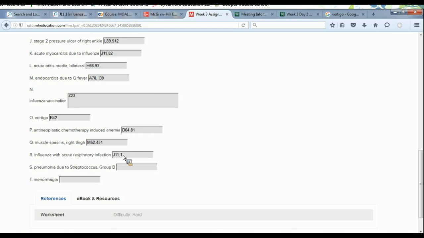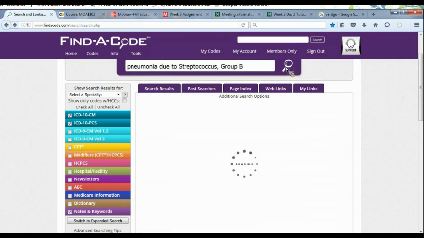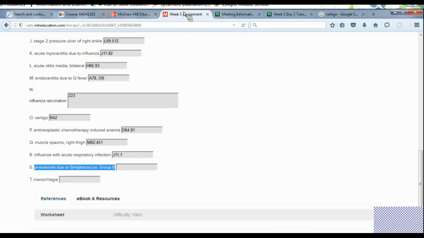Next, we have pneumonia due to Streptococcus group B. Out of these, we have 3 complete matches and the rest are partial. Which one would you choose for pneumonia due to Streptococcus group B? Which code would you select? Yep, J15.3. That's right, correct. Good job, Kareen. Yep, all of you, great job.